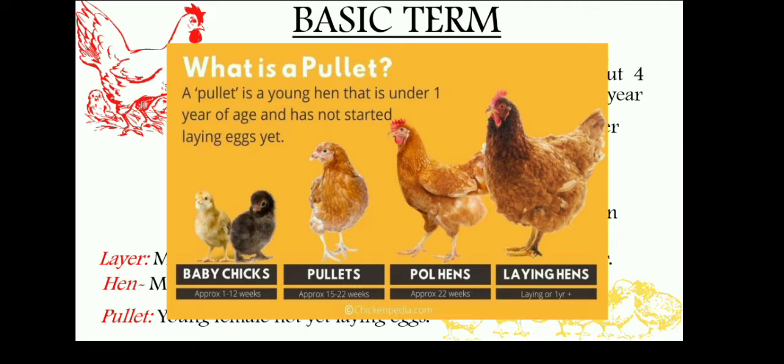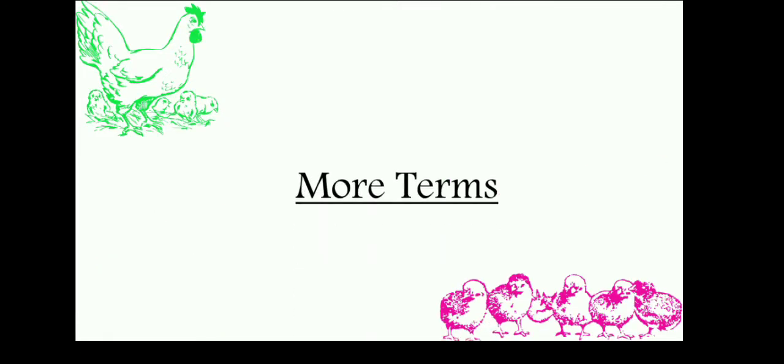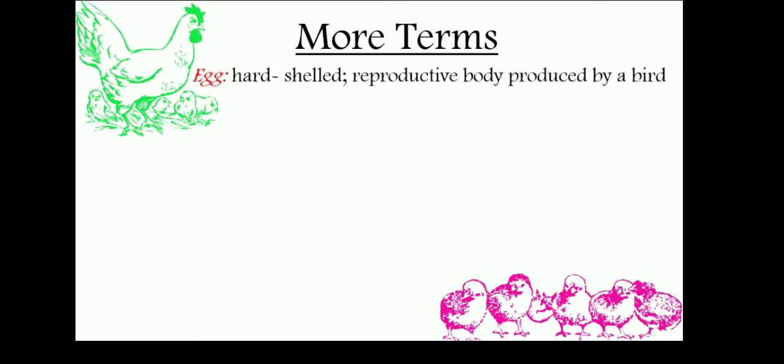Pullet hens are approximately 22 weeks, and a laying hen is laying for 1 year or more. So, that's the first. Next slide is more terms. Egg: it is a hard-shelled reproductive body produced by a bird. So, they come from the chicken.